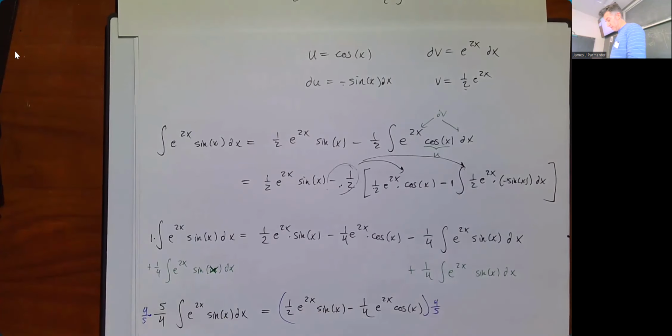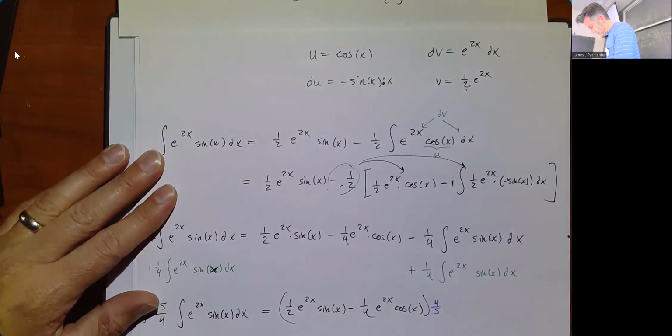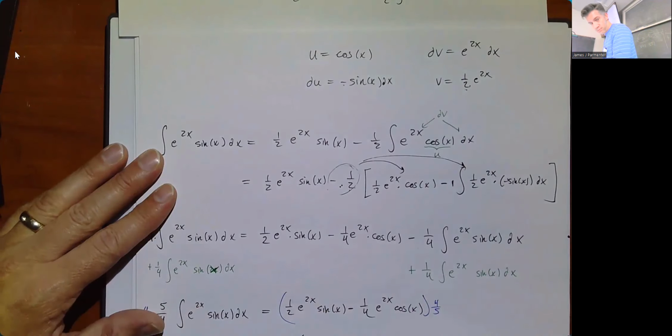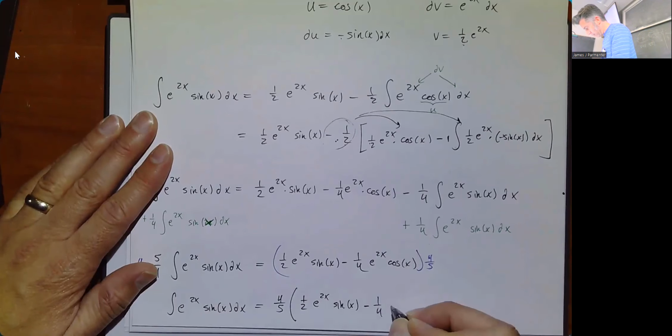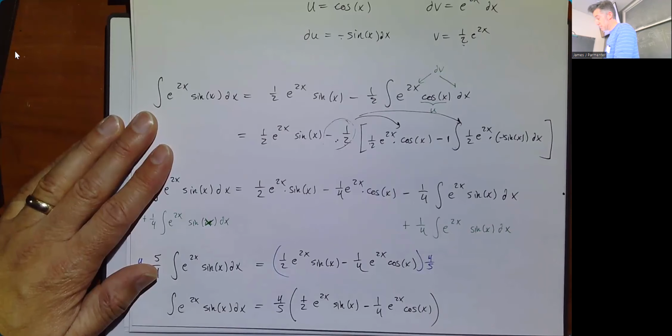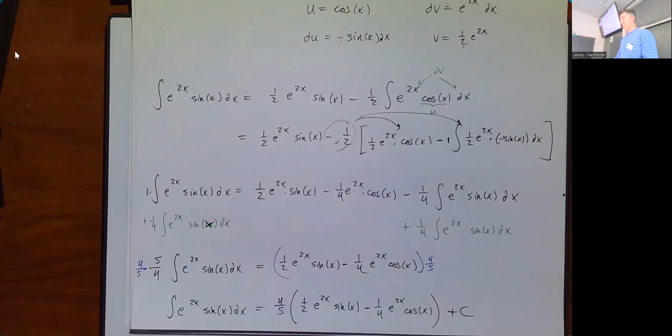So that finally I can say the integral of e to the 2x sine of x dx is equal to 4/5 times 1/2 e to the 2x sine of x minus 1/4 e to the 2x cosine of x plus c. Sorry, you can't see that, apologies. And that is actually the answer.